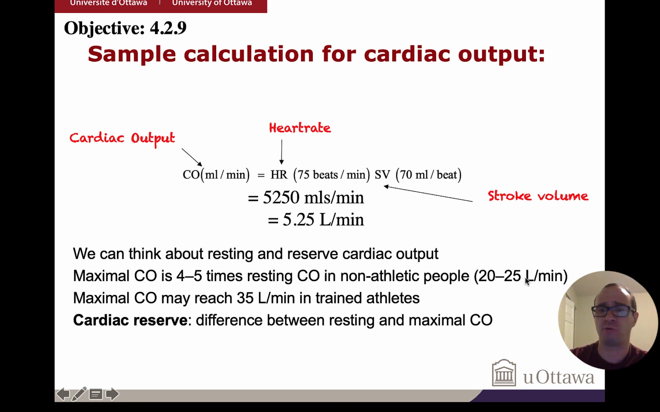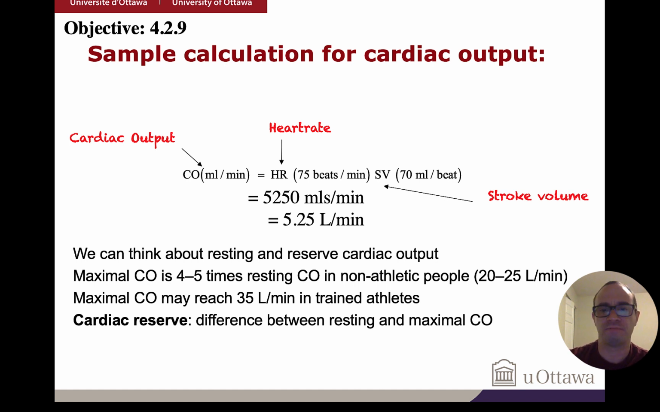Okay, so when you're exercising, it can get even higher, 20 to 25 liters per minute. If you're a trained athlete, most of us are probably not, but if you're a trained athlete, it can go even higher to 35 liters per minute. Okay, so the heart is really a well-oiled machine, and it can function at a very high level if necessary. There's something that we refer to as cardiac reserve.